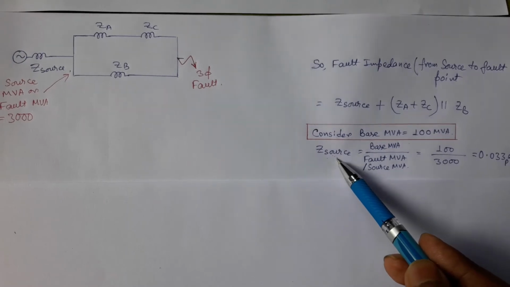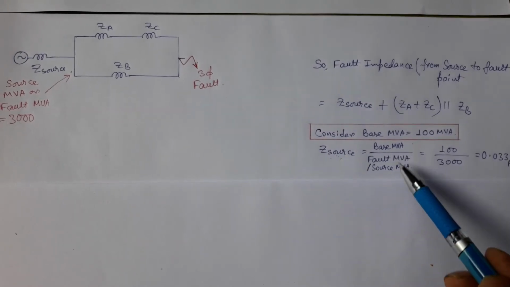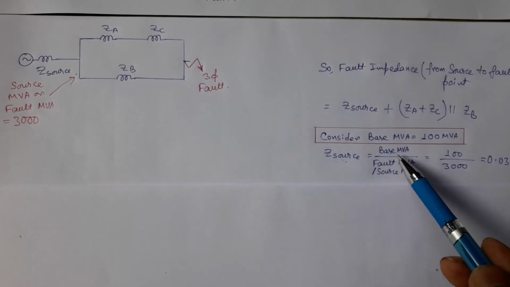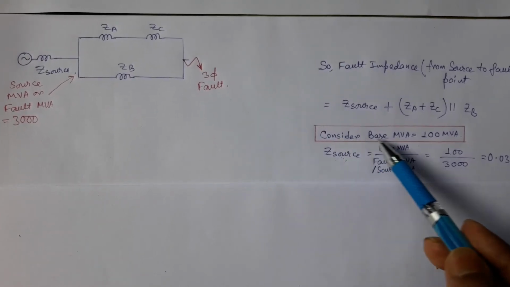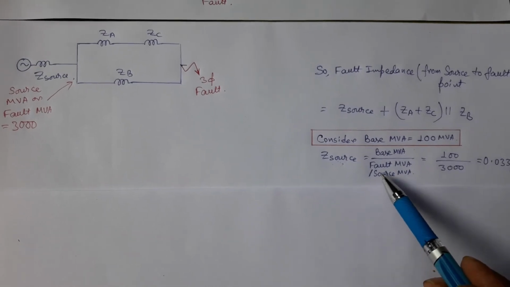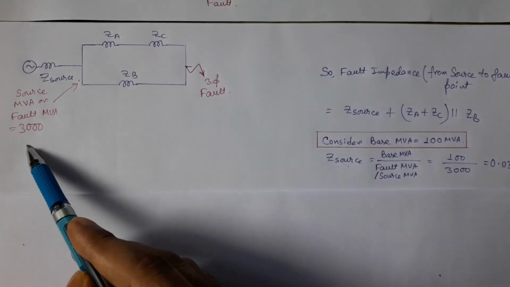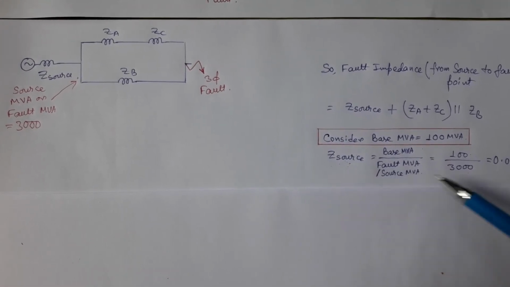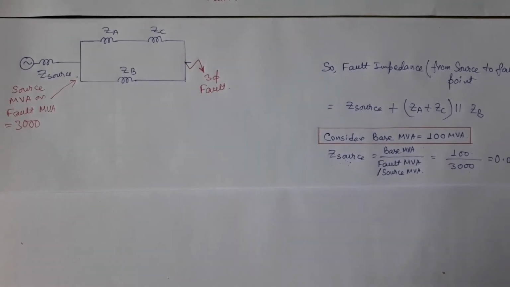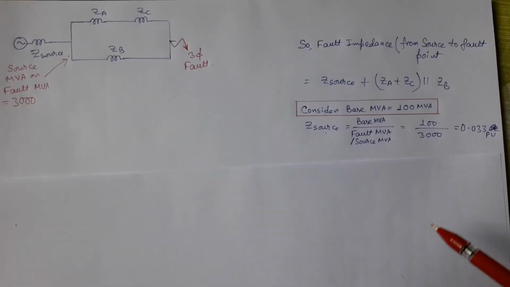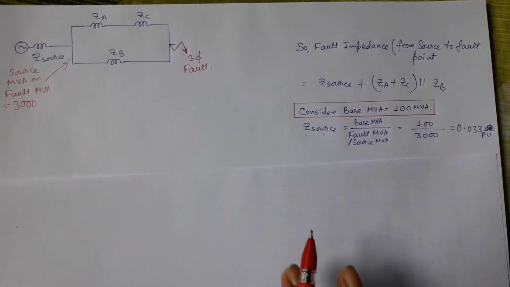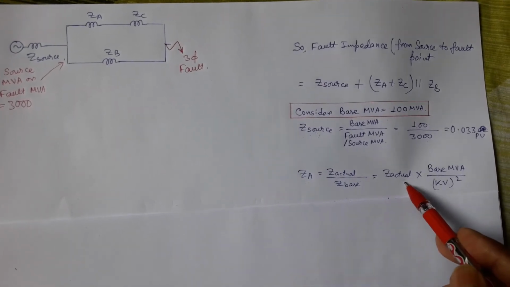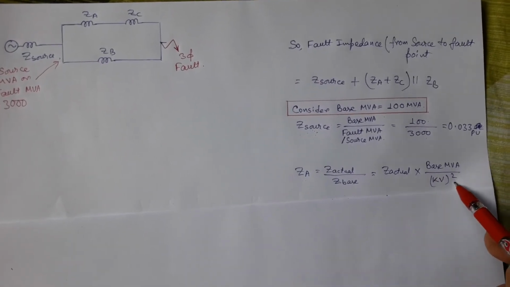Now source impedance is base MVA divided by fault MVA or source MVA, and base MVA in this case is 100 and source MVA is 3000. So we get the value of source impedance as 0.033 per unit. Now we will calculate the value of ZA by using this formula, which is Z actual into base MVA by kV square.